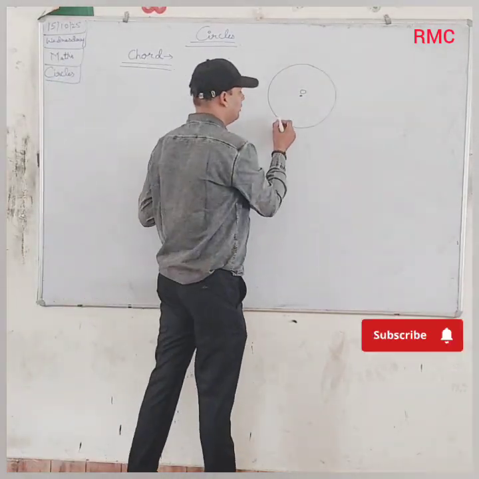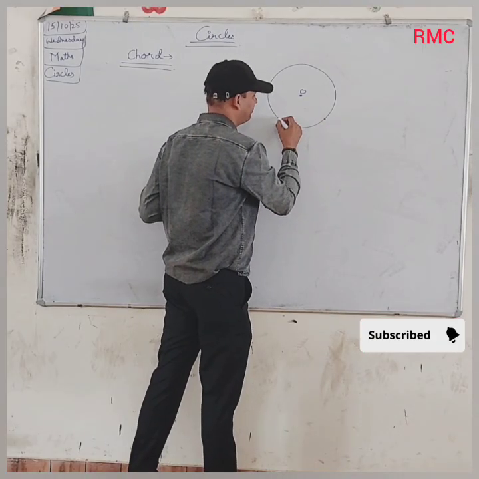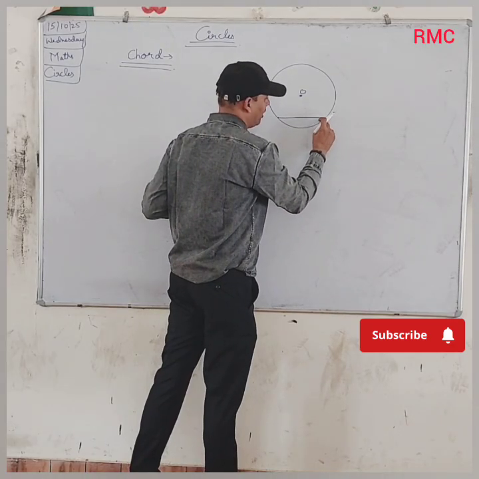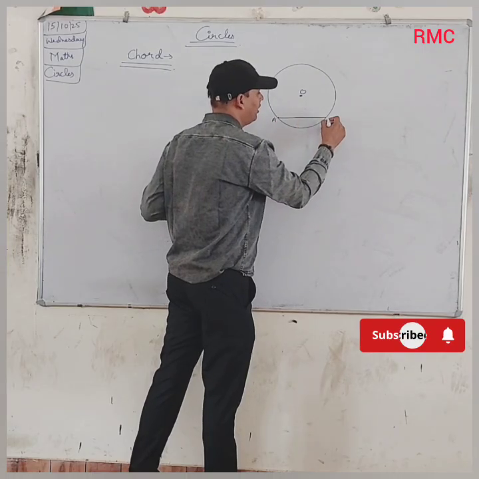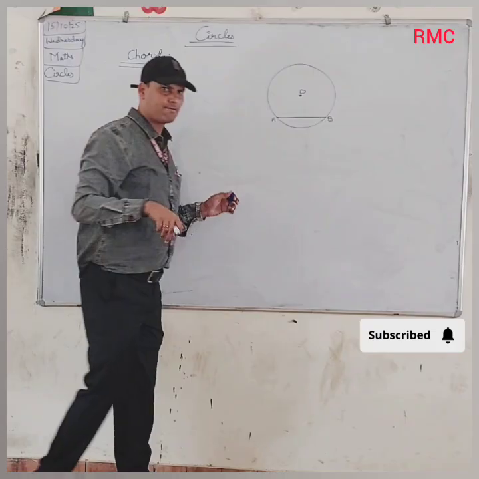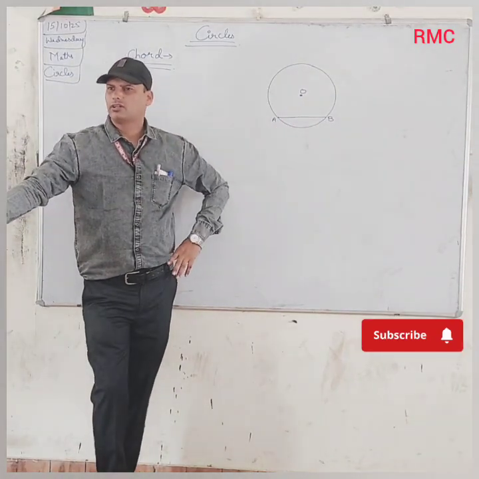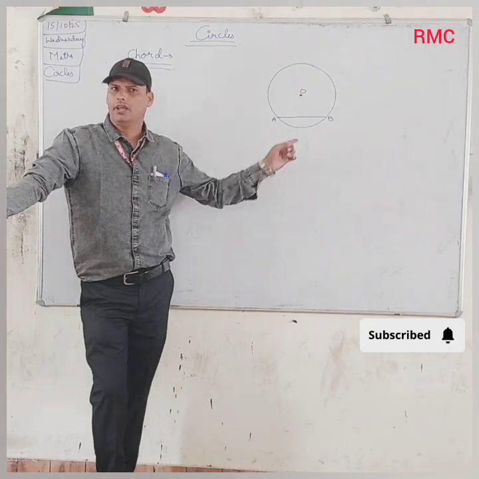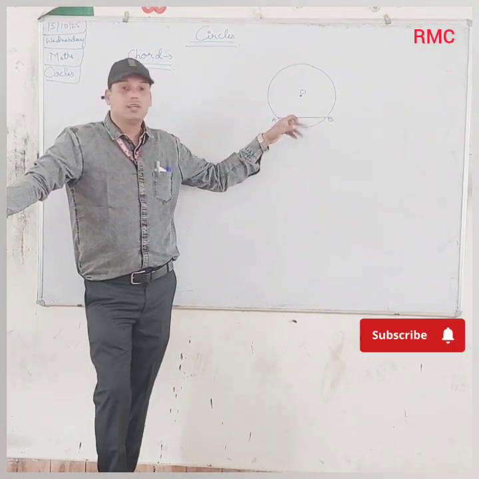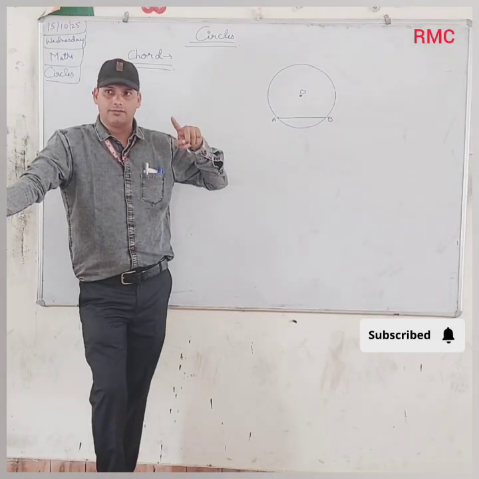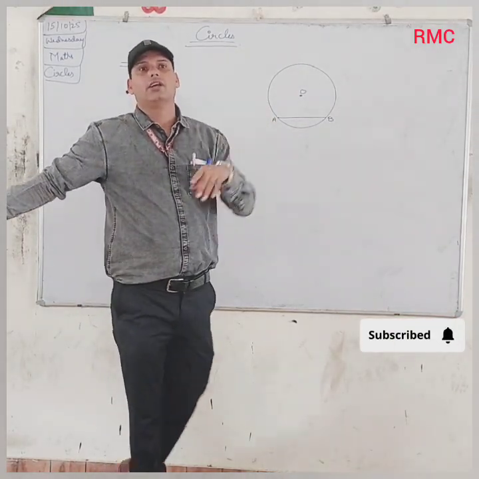We are taking 2 points on the circle anywhere and we are joining them. Let this be point A, let this be point B. Clear? AB is a line segment. And AB is joining 2 points of the circle.